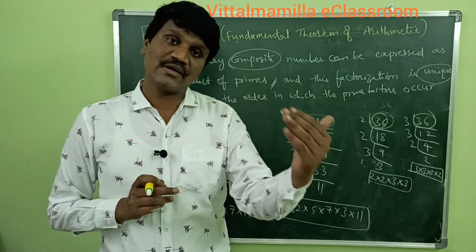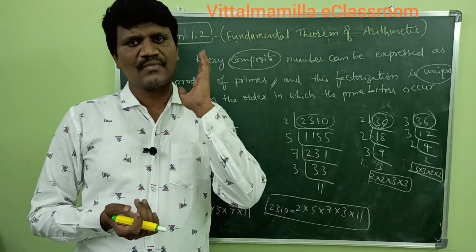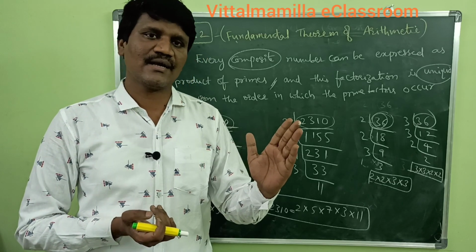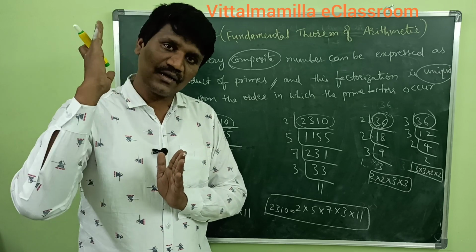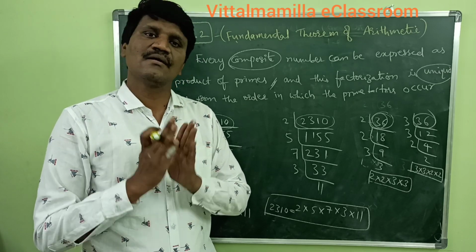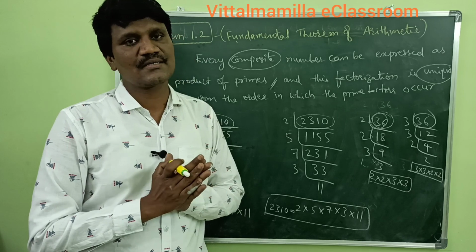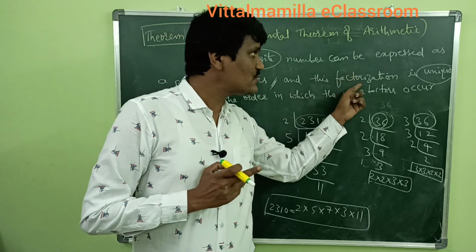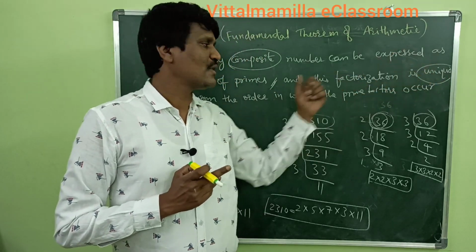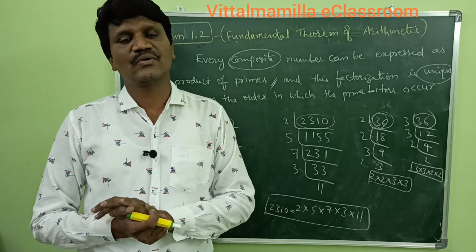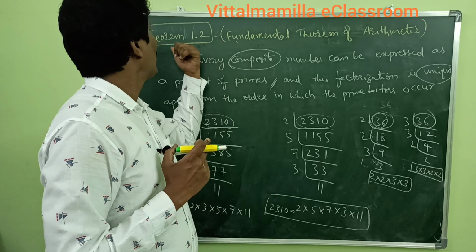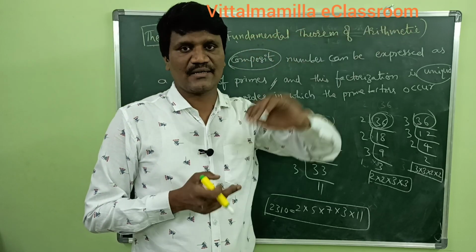Now, what is the fundamental theorem of arithmetic? Every composite number can be written as a product of prime numbers, and this factorization is unique apart from the order in which the prime factors occur. Okay, this is the fundamental theorem of arithmetic.